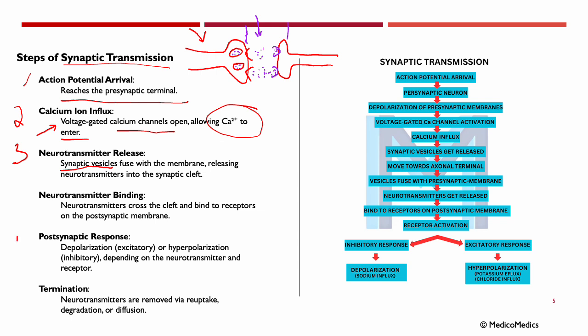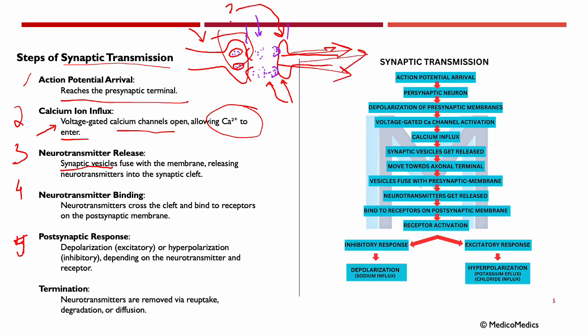Now, after that, we had 4 here and 5 here. So we have the postsynaptic response. So there will be either a depolarization, if it's an excitatory response, or hyperpolarization, if it's inhibitory. It will depend on this neurotransmitter and on the receptor. So the message, what is the message? Whatever that message is, it will then have a different response here.